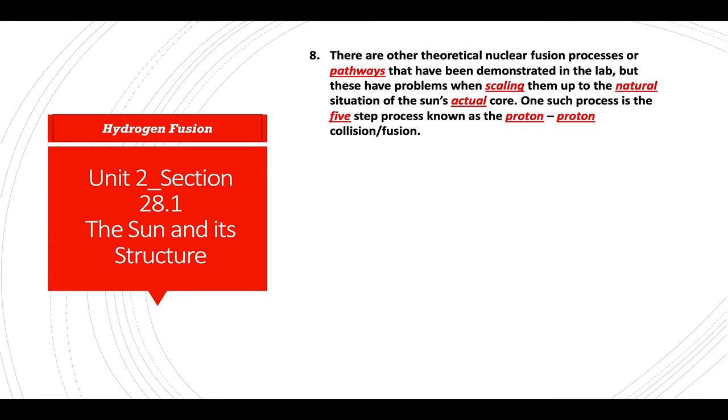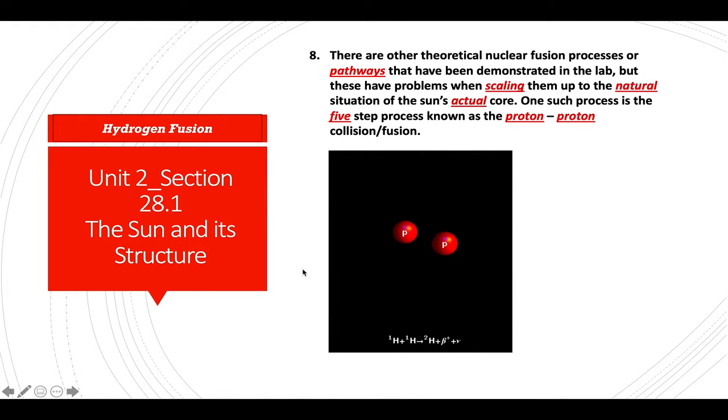one of these processes is actually a 5-step process known as proton-proton collision fusion. So I'm just looking at the protons in the hydrogen. In that case, we're saying they have two protons that join together. What will happen is a proton, if it picks up an electron, becomes a neutron. So in which case, we're getting this process here. That's gamma radiation. It's a high energy radiation.